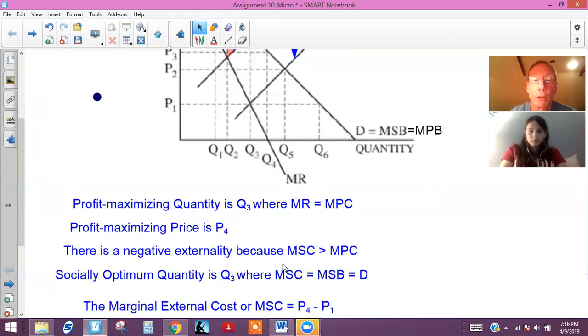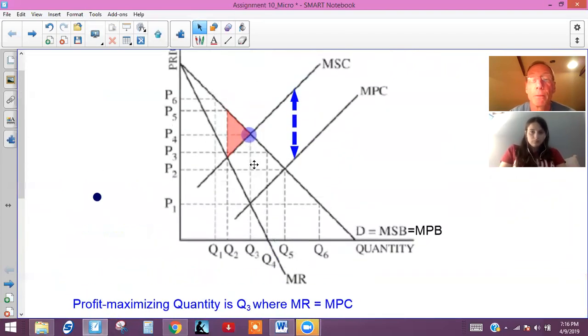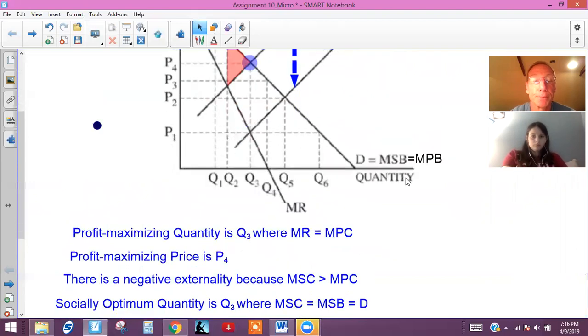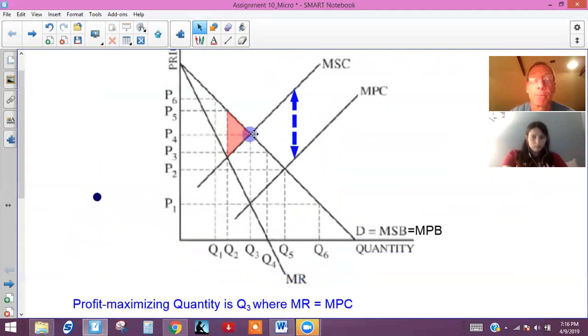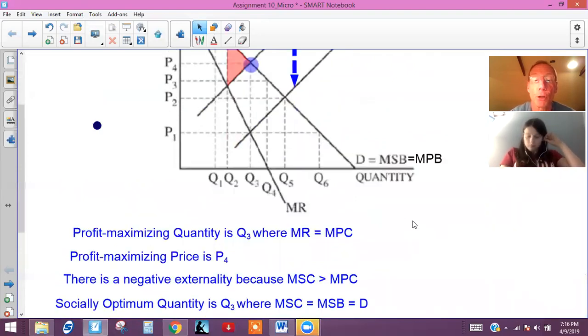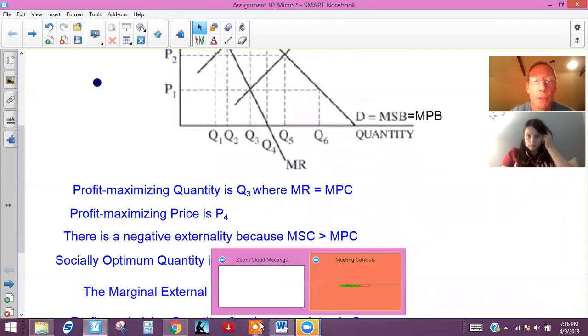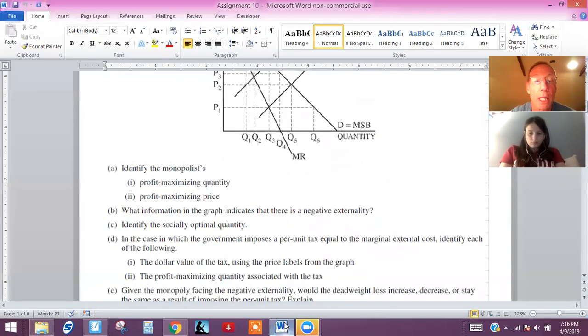equals marginal social benefit. So we're looking at social cost. We want to find a point where marginal social cost equals marginal social benefit, which is going to be right here, okay? And that's going to be Q3 again, right here. This is where the marginal social cost curve intersects with the marginal social benefit curve, okay? So Q3.